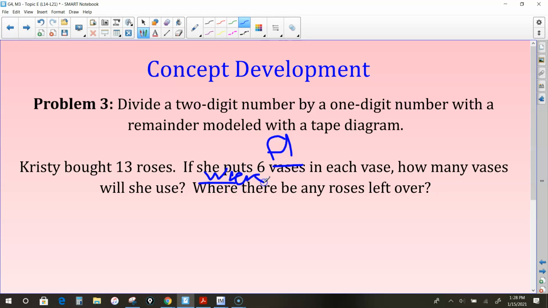Will there be, sorry, I didn't type this, somebody else did. Will there be any roses left over?